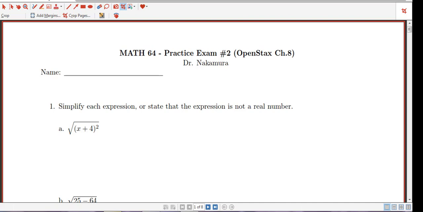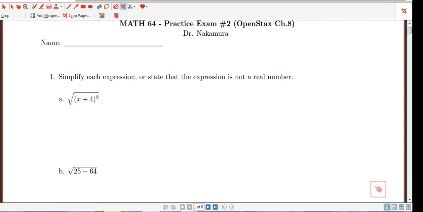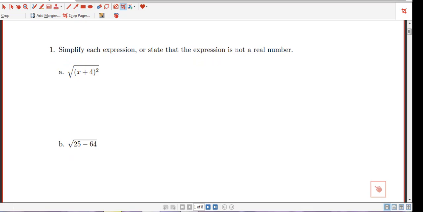If you're using OpenStax textbook, it will be on Chapter 8 material, and if you are using Blitzer textbook, it will be on Chapter 10 material. But anyways, let's just get started. Alright, number 1. Simplify each expression or state that the expression is not a real number.